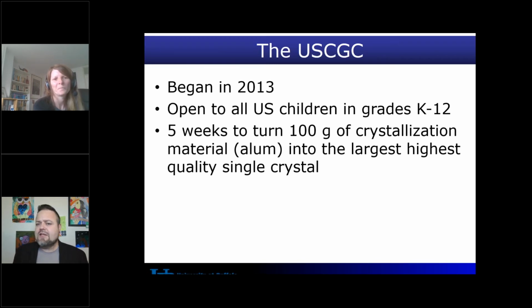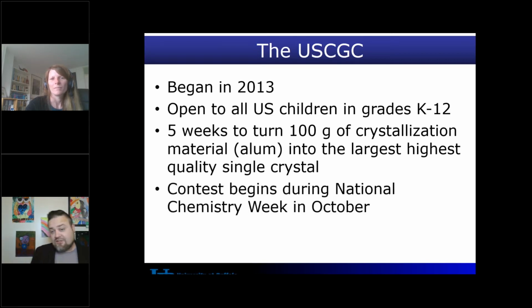The basic idea is that kids have 5 weeks to turn 100 grams of crystallization material, in our case alum, into the largest, highest quality single crystal they can possibly grow. We start this competition in mid-October, which coincides with National Chemistry Week. I'm not sure how international National Chemistry Week is, but in America it's broadly advertised by the American Chemical Society, and it normally starts the third week of October.